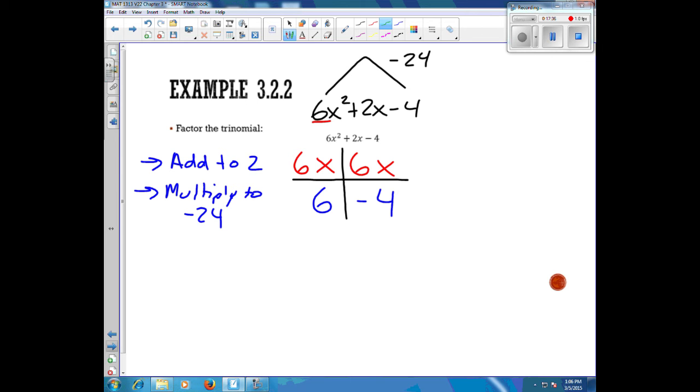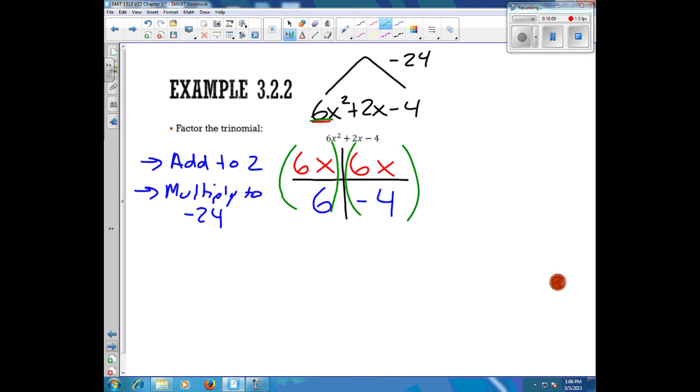When the number in front of x squared is not 1, there's one more step we have to do at the end. Each side of this box will reduce like a fraction. So we want to find what numbers will divide evenly into those that are in each side of the box. And they can be done independently from each other.